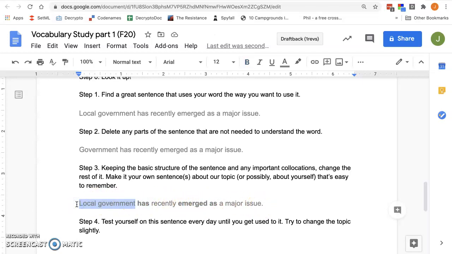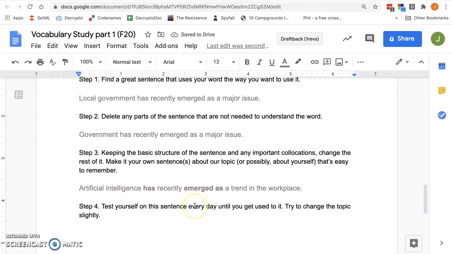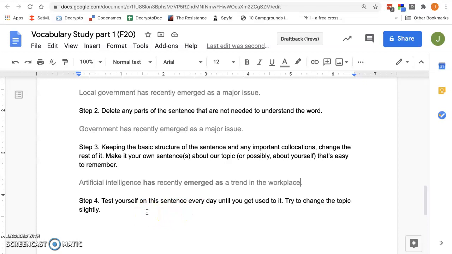And I'm going to change it to what I'm working on in my class, which is artificial intelligence. So I'm going to say artificial intelligence has recently emerged as, and I could say a major issue, but I want to kind of change it in a way that I can make my own sentence and remember it. So artificial intelligence has recently emerged as a trend in the workplace. Okay, so artificial intelligence has recently emerged as a trend in the workplace. Now, step 4 is I'm just going to test myself on this sentence every day. So what that means is in the morning when I start to study my vocabulary, on my list it says emerge, and I need to make the sentence from memory, artificial intelligence has recently emerged as a trend, or artificial intelligence recently emerged as a trend in the workplace, or whatever.